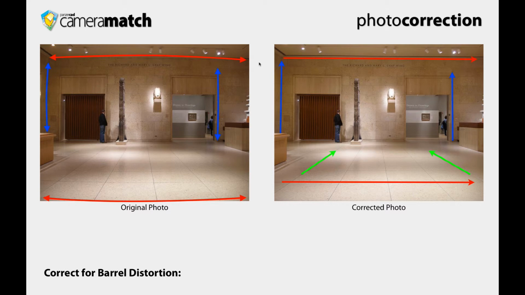So you want to correct for barrel distortion. And I mentioned in the manual some inexpensive software that does this job very well, and usually with just one click. So it's well worth doing and solves a lot of problems before you get into CameraMatch.